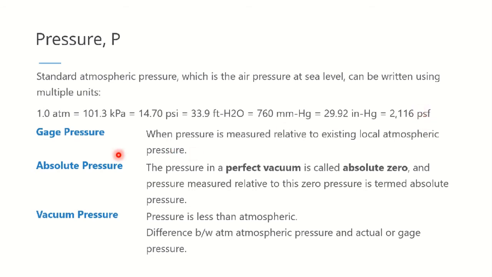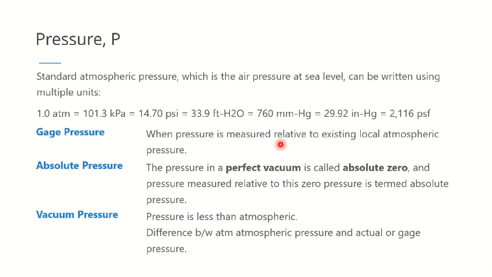Okay, so meron tayong tatlong type ng pressure. We have gauge pressure, absolute pressure, and vacuum pressure. So ito yung definition nila. So gauge pressure is when pressure is measured relative to existing local atmospheric pressure. So si gauge pressure, pag binigyan ka ng gauge pressure, it means yun yung pressure above the local atmospheric pressure.